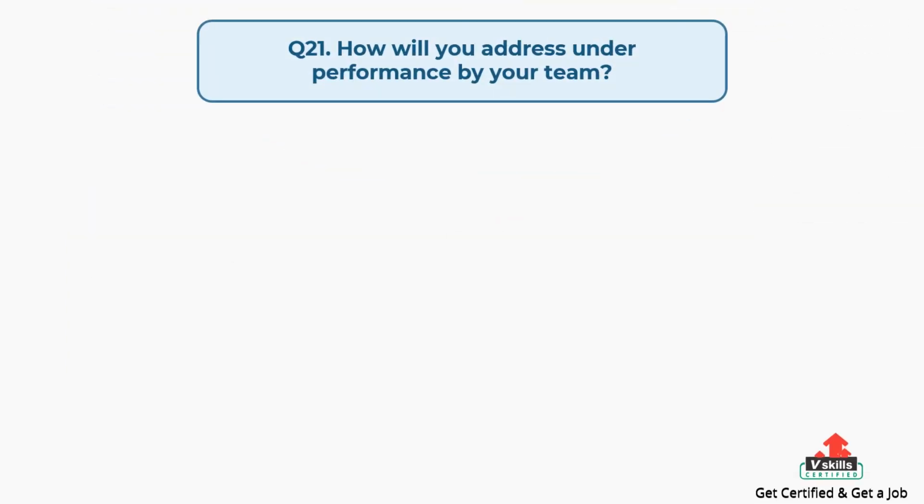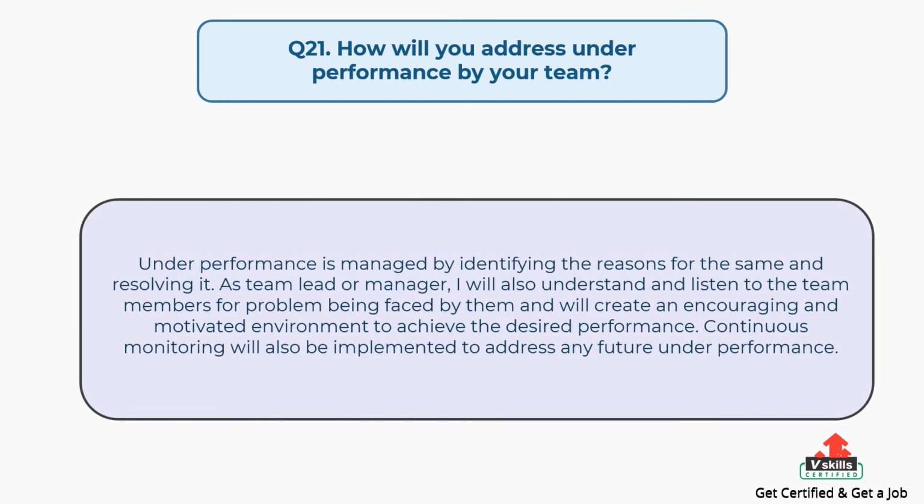Question number 21. How will you address underperformance by your team? The answer is, underperformance is managed by identifying the reasons for the same and resolving it. As team lead or manager, I will also understand and listen to the team members for problems being faced by them and will create an encouraging and motivated environment to achieve the desired performance. Continuous monitoring will also be implemented to address any future underperformance.